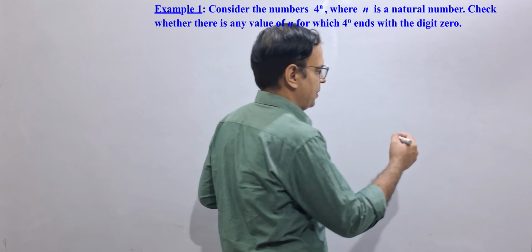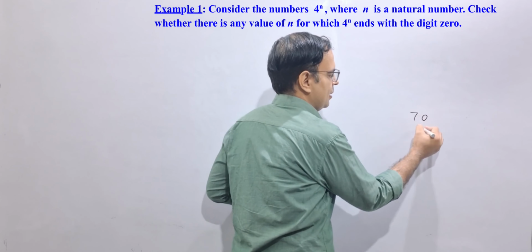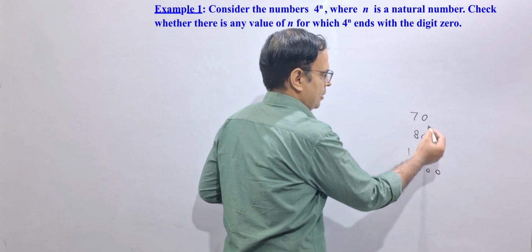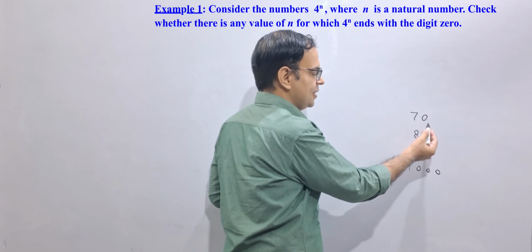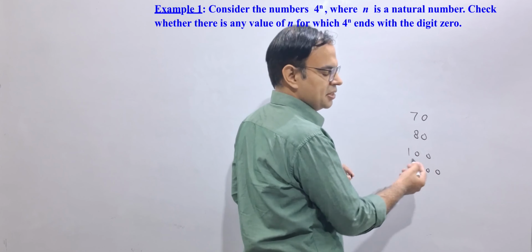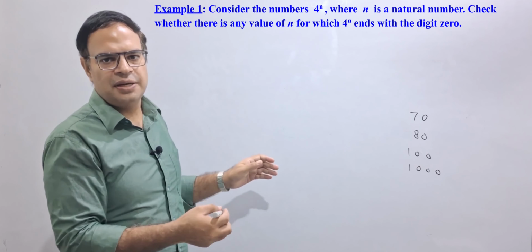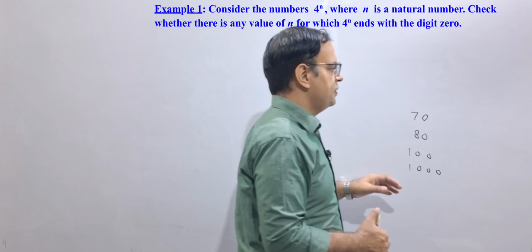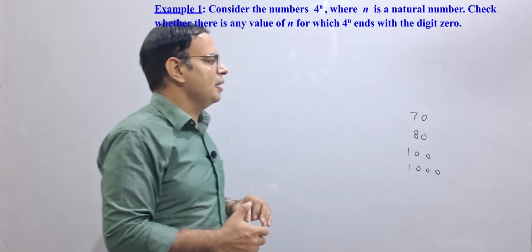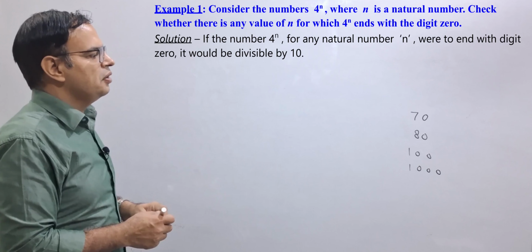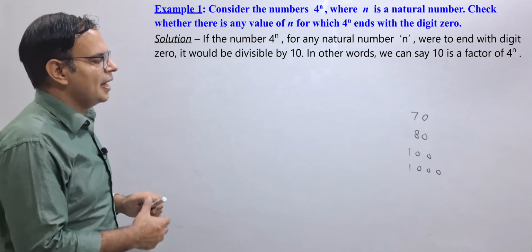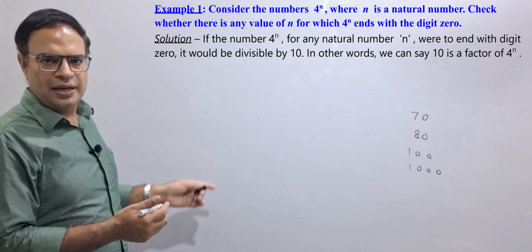This is a universal statement. Take any number: 70, 80, 100, 1000. If it ends with digit 0, then it would always be divisible by 10. This is a universal statement and we shall start our question from this statement. If the number 4 raised to n for any natural number n were to end with digit 0, it would be divisible by 10. In other words, we can say 10 is a factor of 4 raised to n, right?